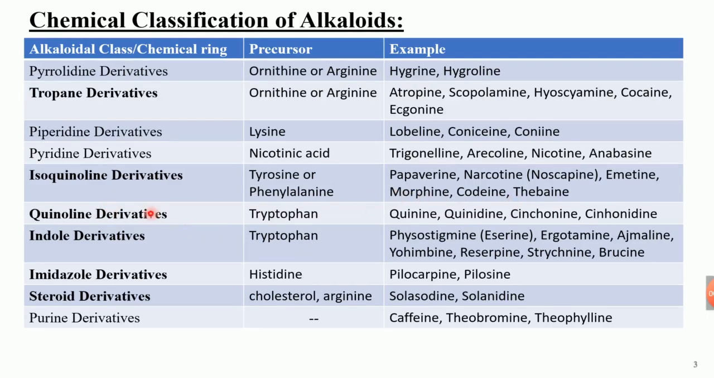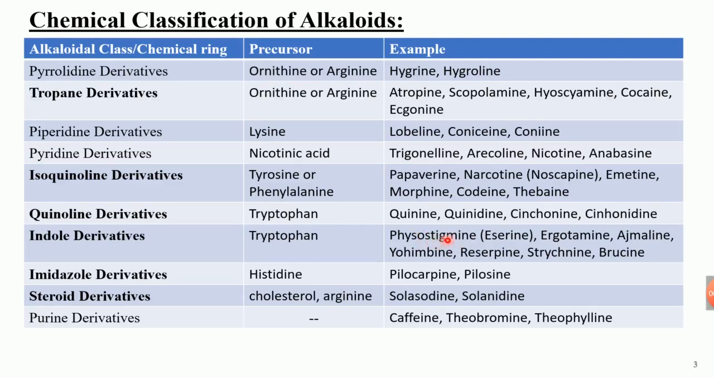Codeine, thebaine. So the next class is quinoline derivative. Quinoline class of alkaloid are synthesized from the tryptophan amino acid. The examples of such alkaloid include quinine, quinidine, cinchonine, and cinchonidine. Next class is indole derivative. This is the major class of alkaloid. It is synthesized from the tryptophan amino acid.